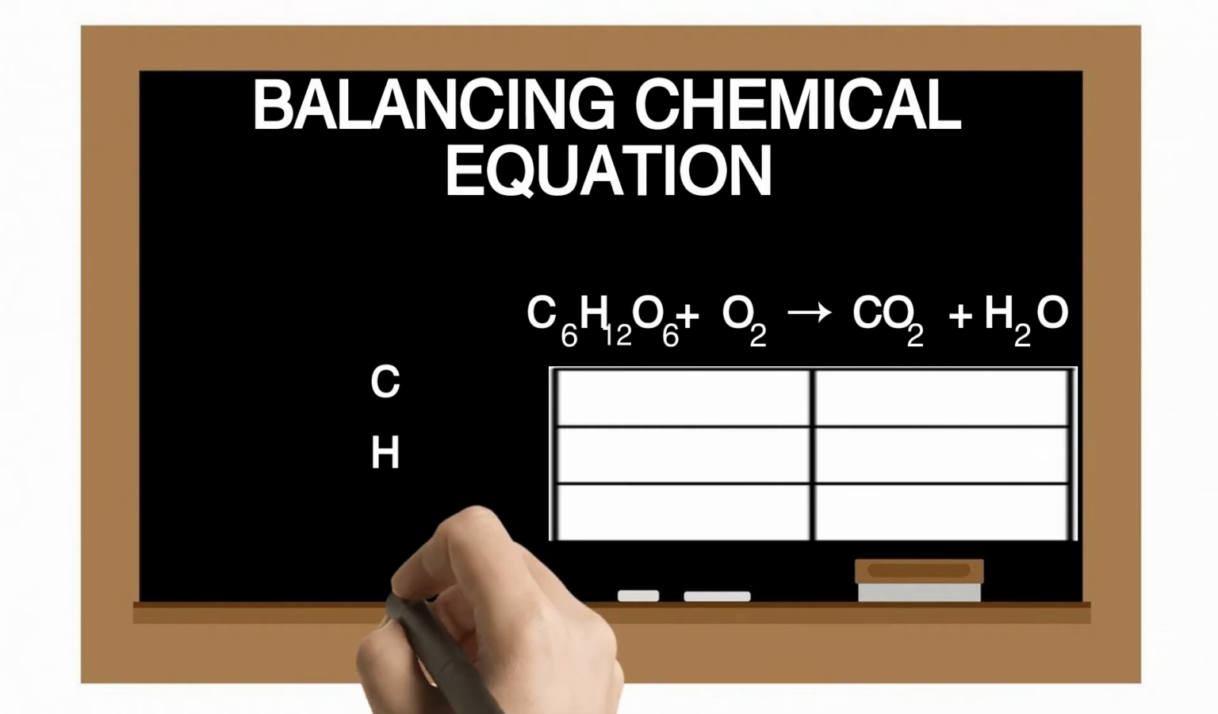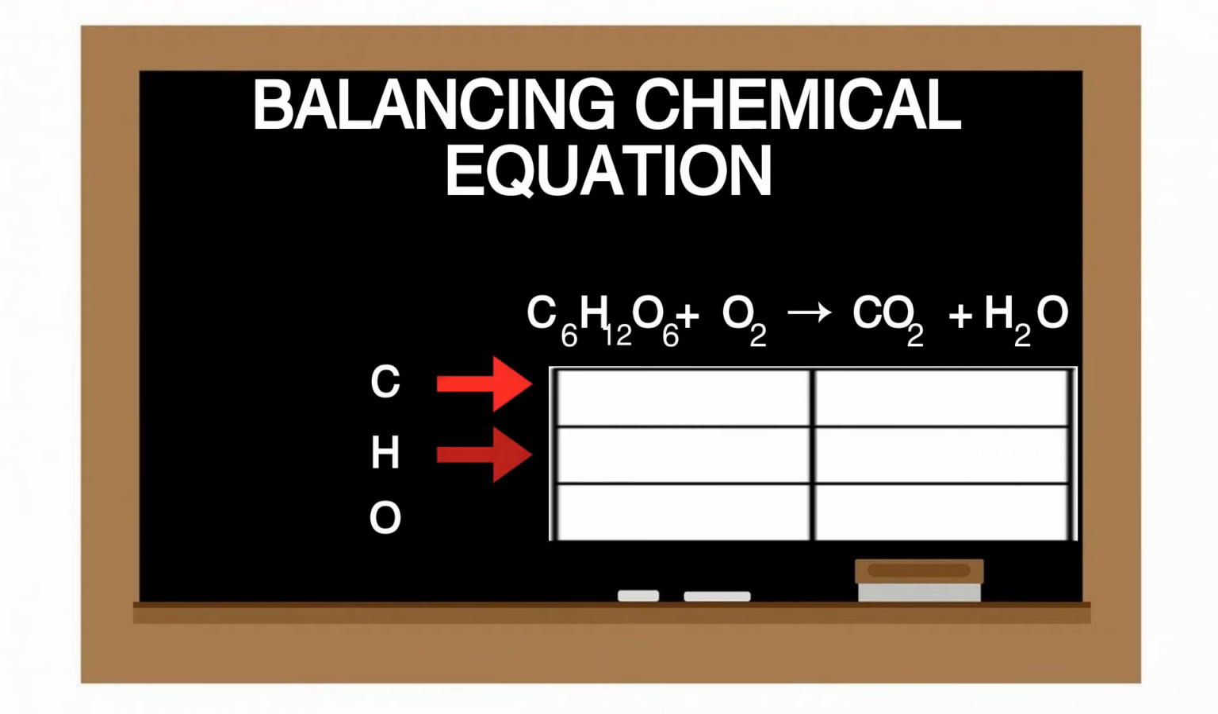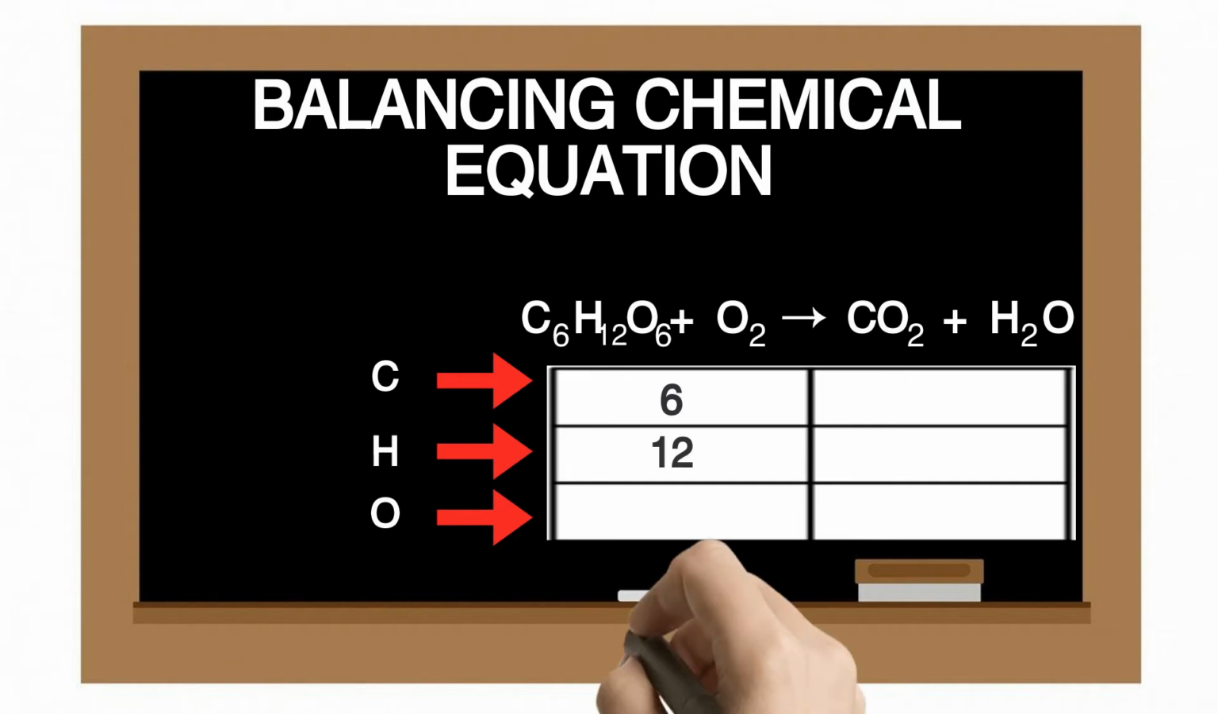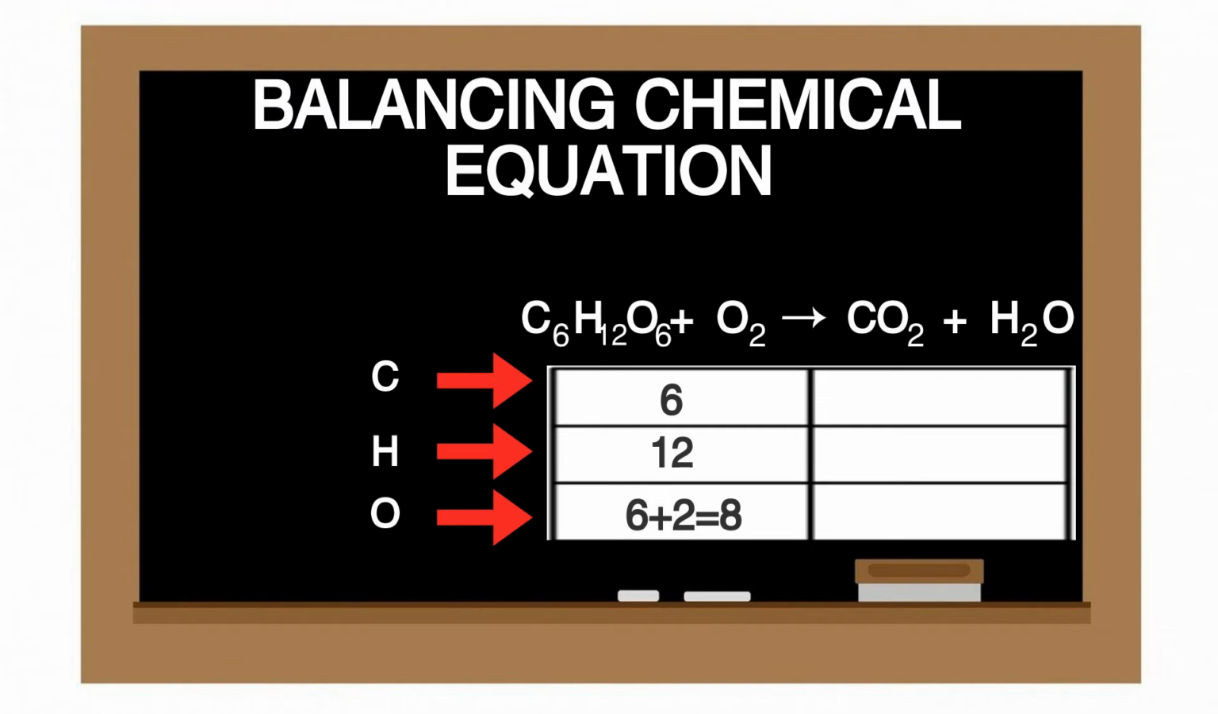Now let's balance another equation, which is C6H12O6 plus O2 gives out CO2 plus H2O. Here we will follow the same rules as we did before. The number of atoms of carbon is 6, the number of atoms of hydrogen is 12, and the number of atoms of oxygen here is 6 plus 2, which gives out 8. In products, the number of atoms of carbon is 1, in hydrogen it is 2, and in oxygen it is 2 plus 1, which is 3.